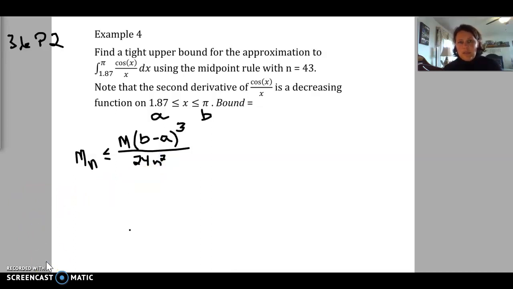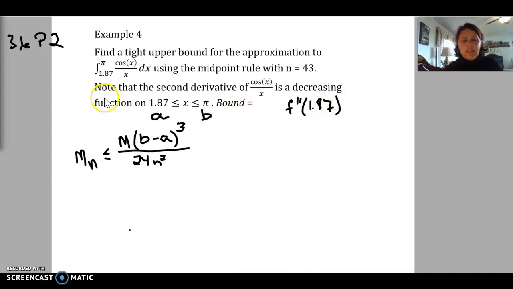Now on some of these, when you need to find a derivative that's not super easy to find, just go ahead and use a derivative calculator online or something. I did go ahead and do that on this one when I found my second derivative. So find your second derivative and plug in 1.87.